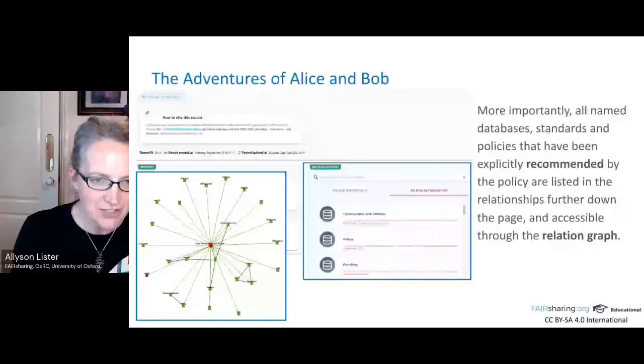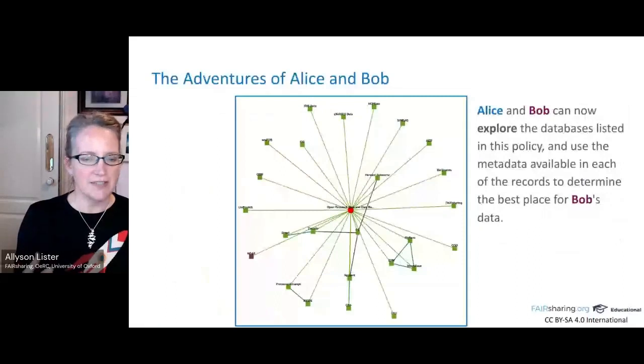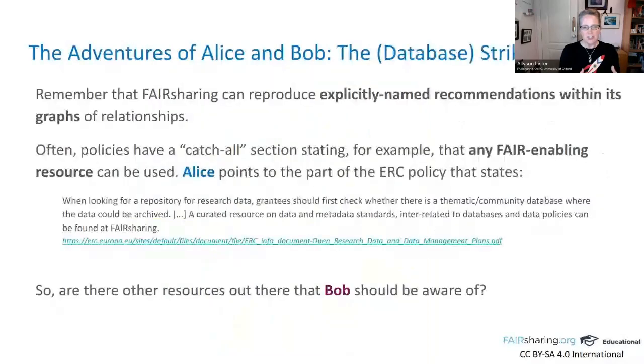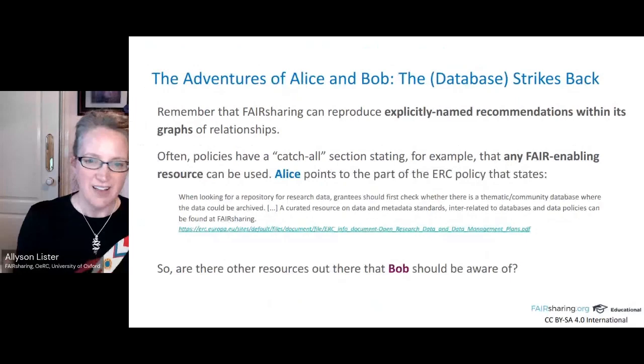So Alice and Bob can now explore the databases listed explicitly in this policy and use the metadata available in each of the records to determine the best place for Bob's data. However, remember that FAIRsharing can only reproduce explicitly named recommendations. Policies often have a catch-all section. In this case the ERC does as well, stating that any FAIR-enabling resource can be used. And Alice points this out to Bob.